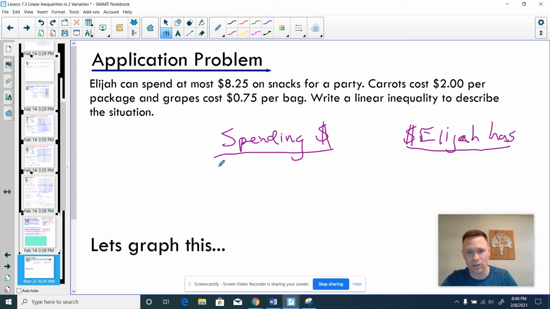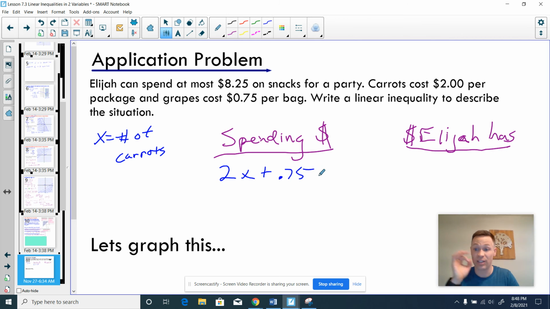So carrots cost $2. So let's say that that's 2 times x, so 2 times the number of carrot bags, right? So let's say x equals number of carrots, just for simple purposes. And then we're adding to that spending by spending 75 cents per bag, 0.75. Let's call that y, and let's say that y is the number of grapes. I know it's bags of grapes, but I'm saving time here. Number of grapes. And how much does he have?